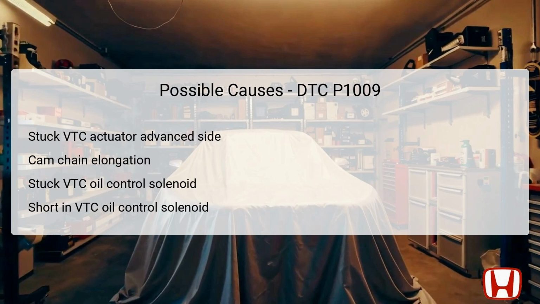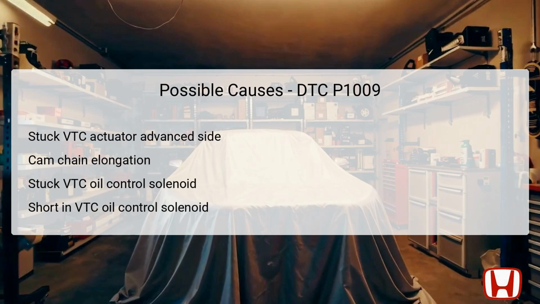Examining the possible causes of DTC P1009 provides valuable insight into the potential mechanical issues at play. One primary suspect is a stuck VTC actuator, which may fail to respond adequately, leading to an advanced phase angle. Another common contributor to this error could be cam chain elongation, resulting in timing misalignments that hinder proper VTC function.